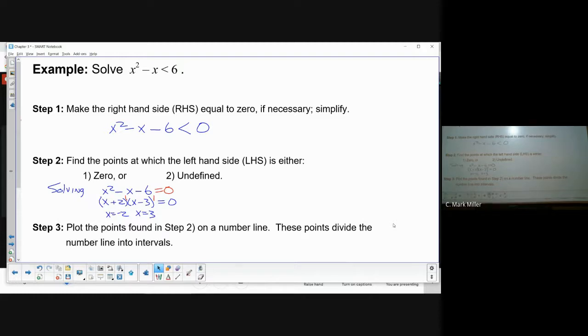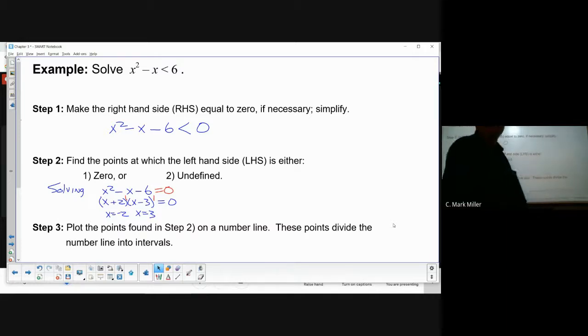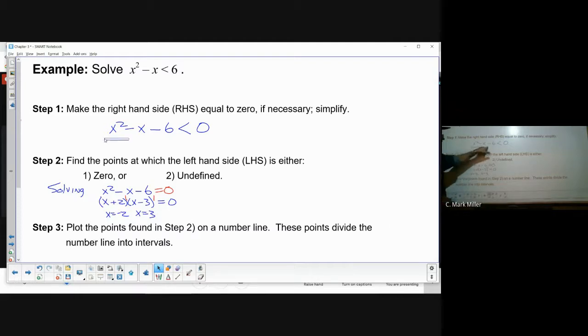Okay, so the idea was you find places that it could change signs. And it changes signs where either the numerator equals 0 or the denominator equals 0. You remember the last section where the numerator equals 0 means a function crosses the x-axis. Now, these are not functions, but this expression will equal 0 when you have an x-intercept.